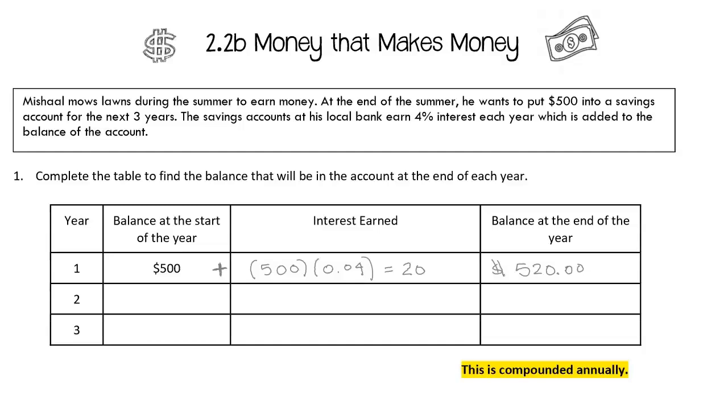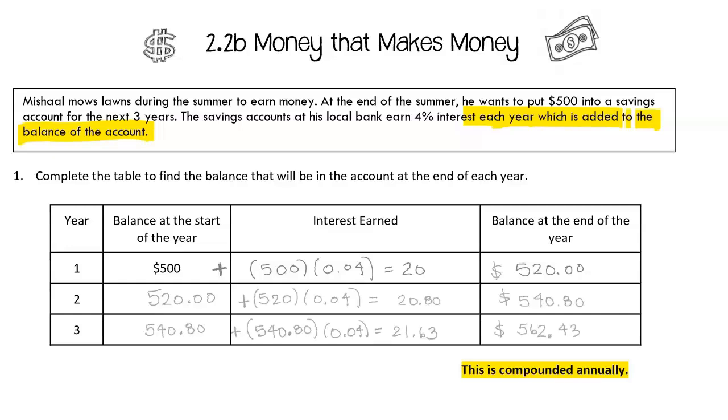Now, the interesting part about this problem is it says the interest is added to the balance of the account. So the next year, instead of starting with $500, we're starting with $520. So now you can pause the video and fill in what would be in the account at the end of year 2 and the end of year 3. Then continue on and look at problem 2 and see what you can answer there. When you've completed problem 1 and problem 2, unpause the video and we will talk about it.